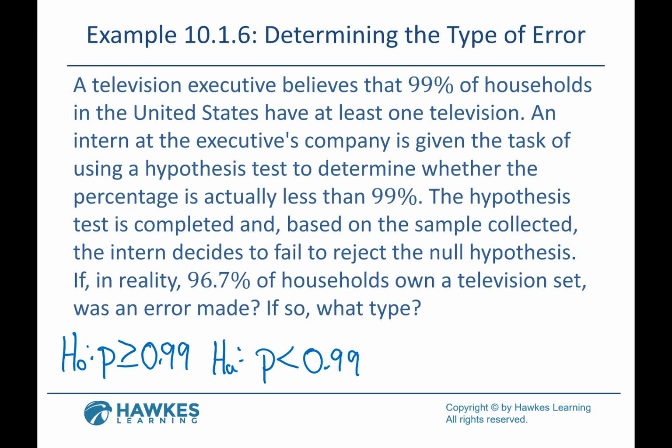So here H0 was false. But H0 is not rejected. So we failed to reject a false null hypothesis. So is that an error? It is an error. Which one, type 1 or type 2? Type 2, type 2. So this is a type 2 error.